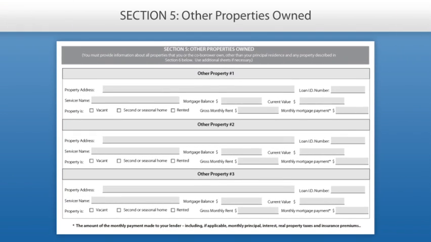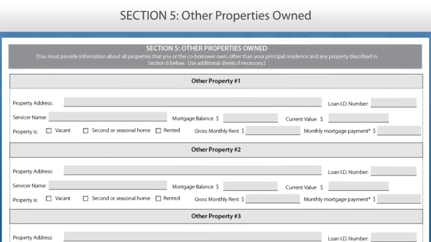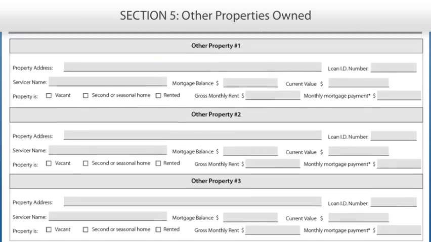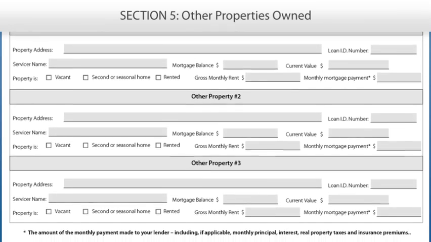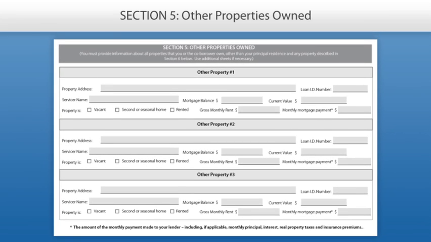Section 5. Other properties owned. You must provide information about all properties that you or the co-borrower own other than your principal residence and any property described in Section 6 of this form. Use additional sheets as necessary.